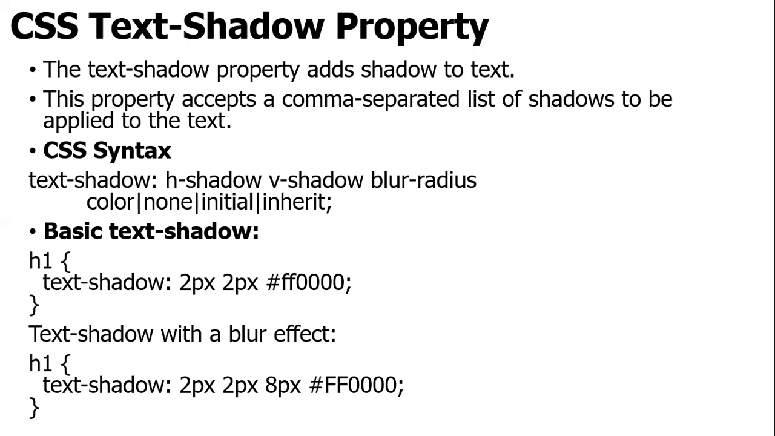See H1. I have given that the content under the H1 element should display with the text shadow property as 2 pixels and 2 pixels. This is the height and width of the text. And then hash FF0000 will be the color. So it is a hexadecimal color. Next, if I want the text to have a blur effect, I give the same syntax with the blur effect value. See, I have given 8 pixels. So 8 pixels is the value for the blur.